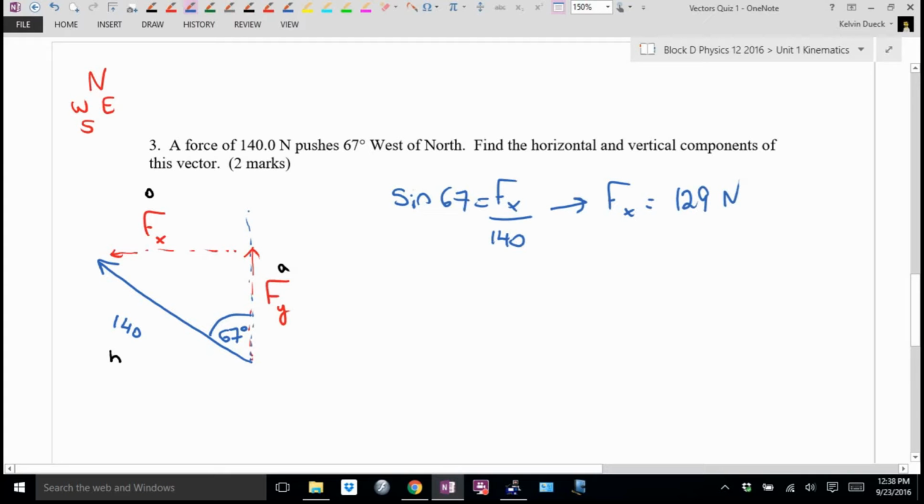newtons. Now, you could call that negative. I didn't really ask for a direction. You could call that west. If you did, I'm not taking marks off. I'm really just looking, can you get the 129?